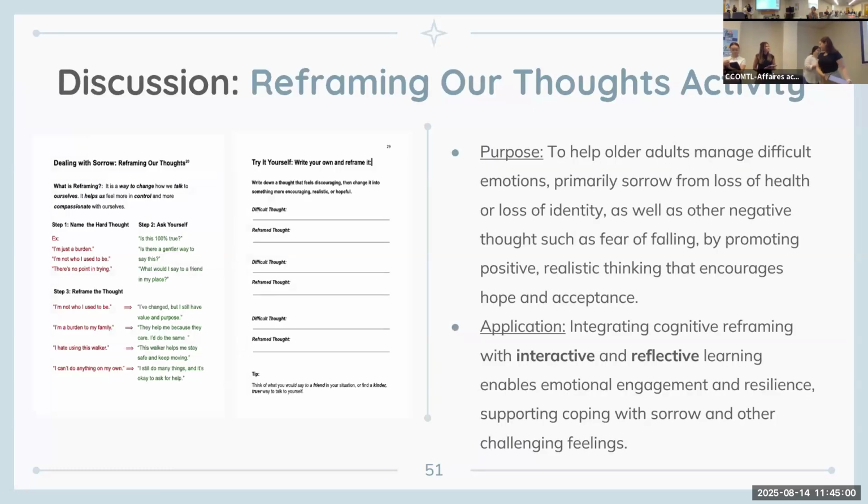Okay. So here's an example page from the draft book that we produced. The activity is called Reframing Our Thoughts. The purpose of these pages is to help older adults learn and use cognitive positive reframing to manage difficult emotions, such as sorrow from loss of health or loss of identity related to falls, by promoting positive and realistic thinking. We can combine cognitive reframing, which is an effective management of sorrow, with interactive and reflective learning strategies to engage learners emotionally and support resilience so that they can better cope with challenging feelings or thoughts in their daily lives.